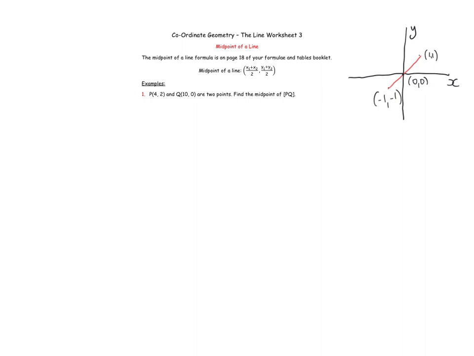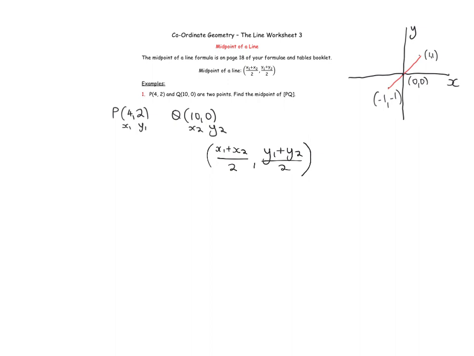In example 1, we have the point P, which is (4, 2), and Q, which is (10, 0). There are two points, and we need to find the midpoint of the line PQ. The first thing we're going to do is write out the points, exactly like we did in the last worksheet. So P is (4, 2) and Q is (10, 0). Again, we label these, so we have x1, y1, and x2, y2. The next thing we're going to do, exactly like we did in the last worksheet as well, is write down the formula. So that's x1 plus x2 all over 2, and y1 plus y2 all over 2.